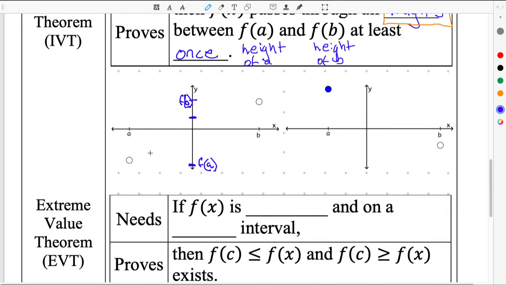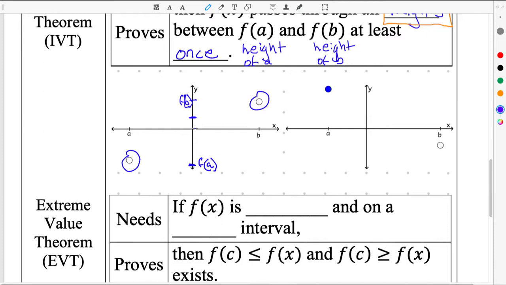So you try to connect points A and B, holding down your pencil, that means it's continuous, and not pass through this height, which is between f of a and f of b. Try doing it so you don't pass it. See if you can break IVT. See if you can break the intermediate value theorem. You can't do it. That's because it holds true. You're going to pass through them at least once.